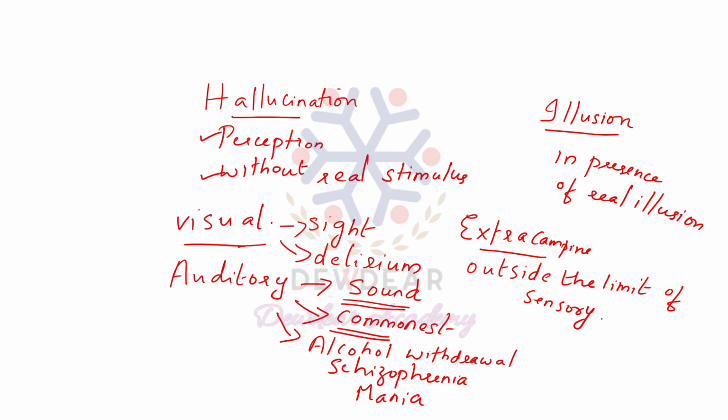For example, the patient experiences a visual hallucination that is located outside the field of vision. That is known as extracampine hallucination, experienced outside the limit of the sensory field. This term was coined by Eugene Bleuler, so that is also important. Extracampine hallucination is experienced outside the limit of one's sensory field.